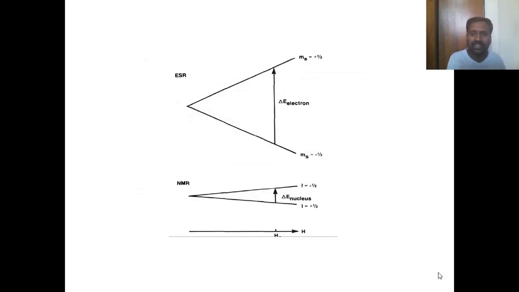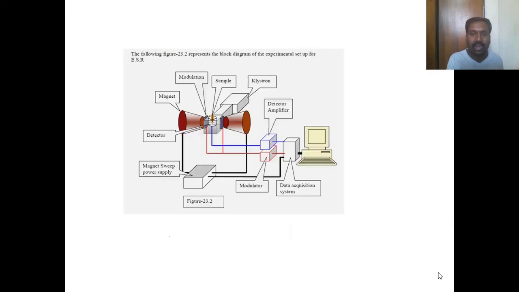It simply shows the difference, for the same applied field, in the delta E separation of ESR and NMR. Now, a very basic block diagram representation of the ESR spectrometer. Basically, what should you have? You should have a source which generates your microwaves. That's a klystron source, and you should have a sample chamber where the sample is placed, of course, in between the poles of a magnet.